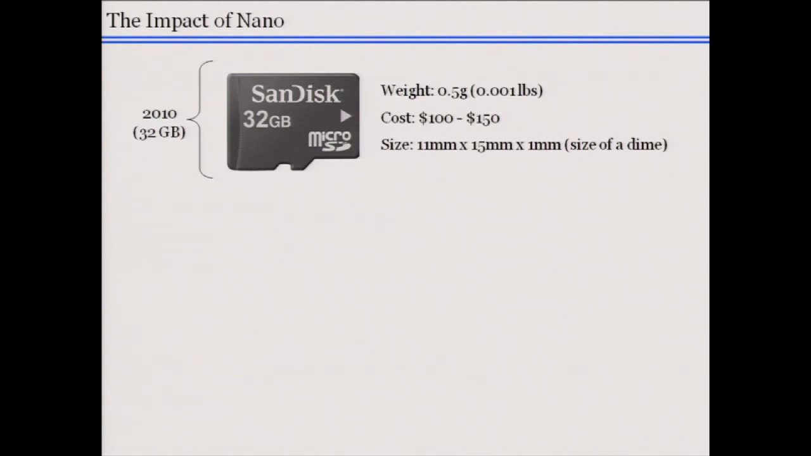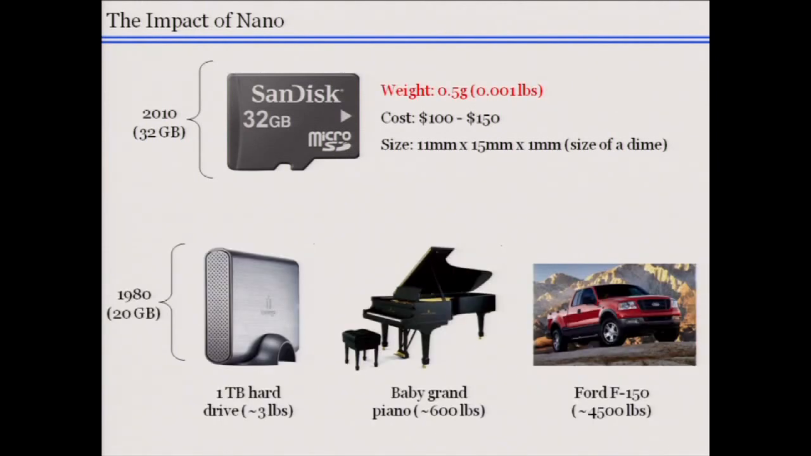So I want to take you now from 2010 or current day all the way back to 1980, around the time I was born, and talk about one of the Intel systems that was introduced around 1980 that had a capacity of 20 gigs.